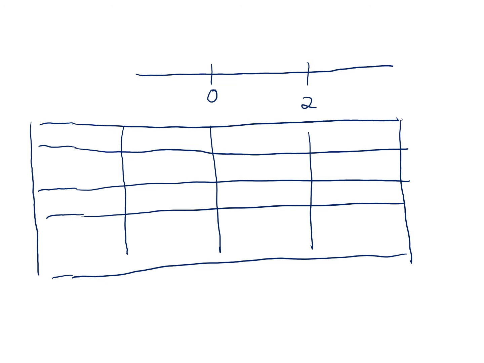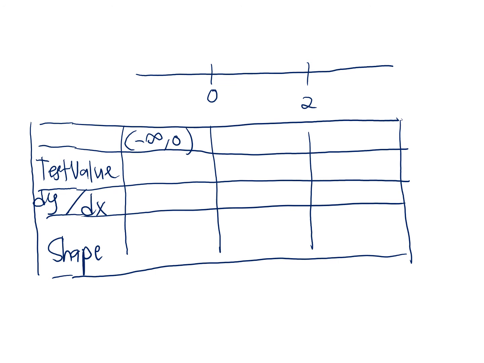Okay, so this is test value, while this one is dy dx. And then here is shape. Here is negative infinity to 0, while this one is 0 to 2, and here is 2 to infinity. So we choose the test value. How about we choose negative 1 here, and here is 1, while here is 3.